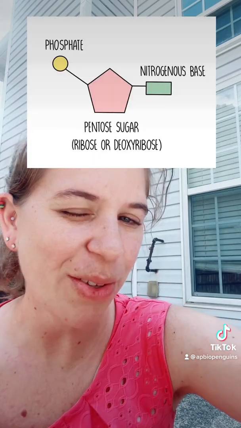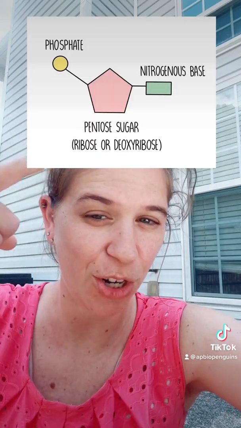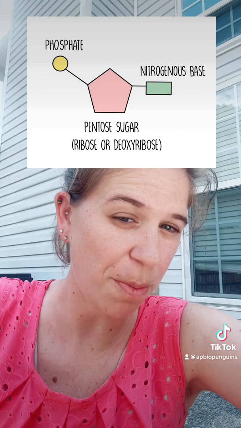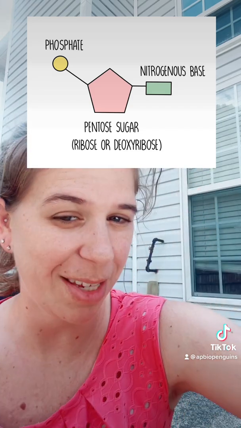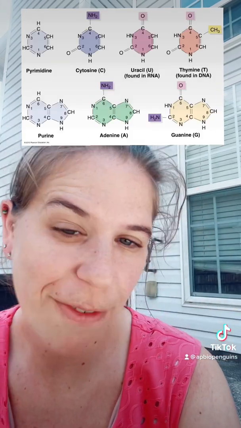What's up about penguins? Today we're going to do topic 1.5, which is on the structure and function of biological macromolecules. So let's first talk about nucleic acids. Nucleic acids are going to be made up of nucleotides. Nucleotides are made up of a pentose sugar that's going to have a phosphate group attached to it as well as a nitrogenous base. Nitrogenous bases can be one of 5 different things.